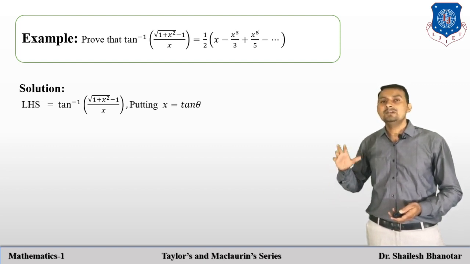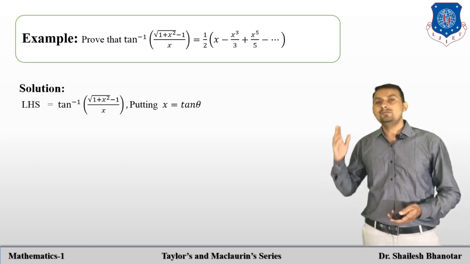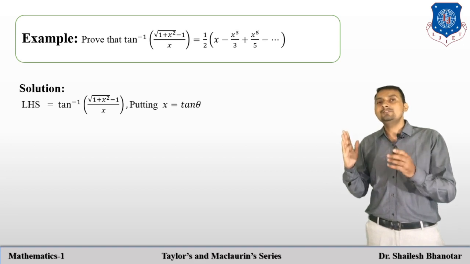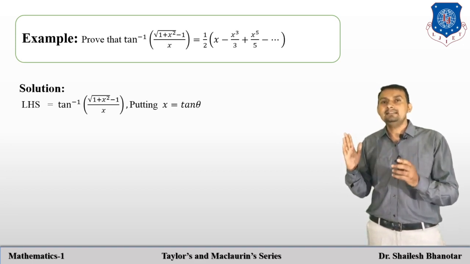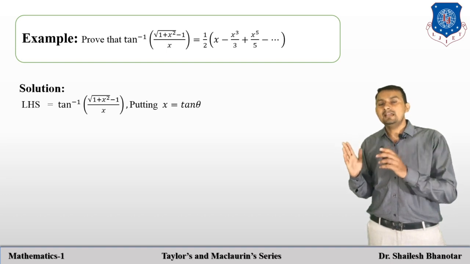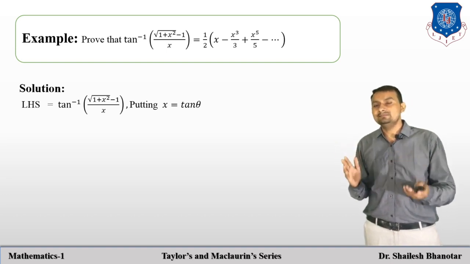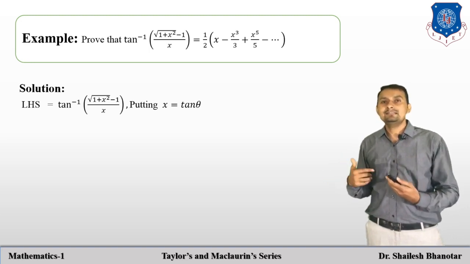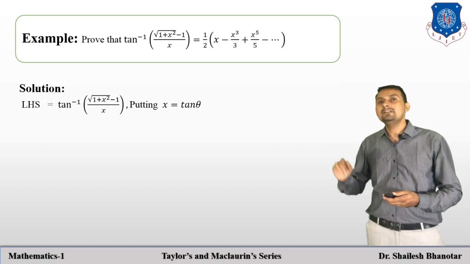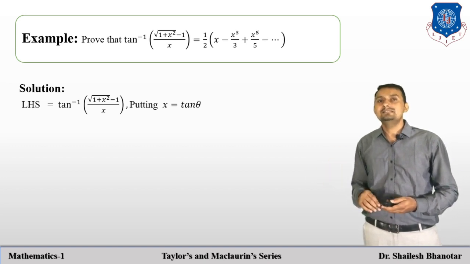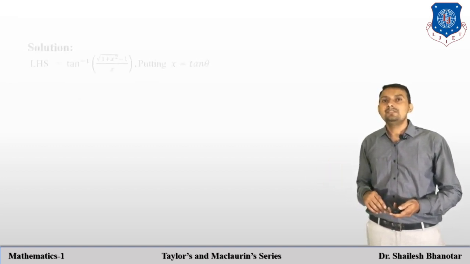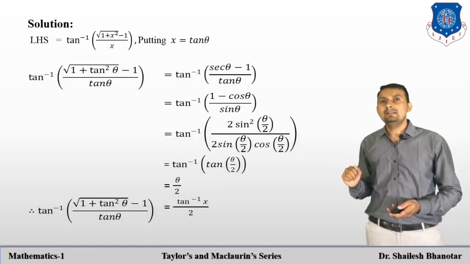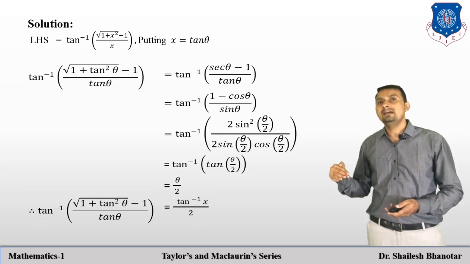Whenever you are using the substitution method, and you look at a trigonometric function with 1 plus something, we use x is equal to tan theta or cot theta. Or whenever we have 1 minus something, in that case something can be written as sin x or cos x. So respectively you can consider these, but in this particular question we are going to consider x is equal to tan theta. So we get tan inverse of under root 1 plus tan square theta minus 1 divided by tan theta.